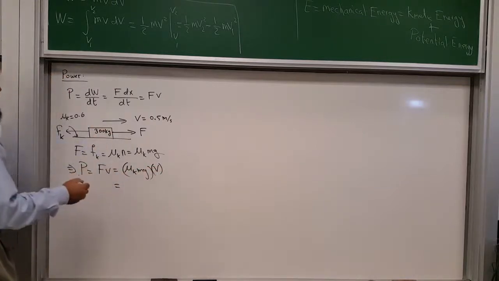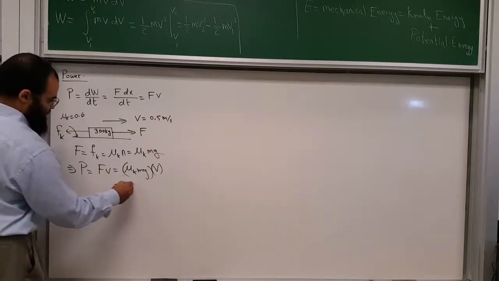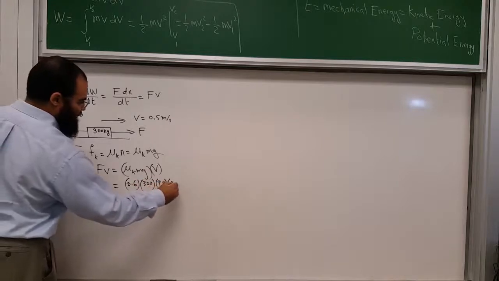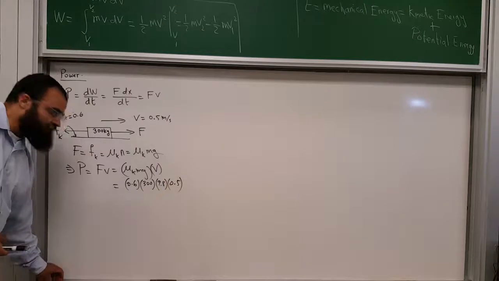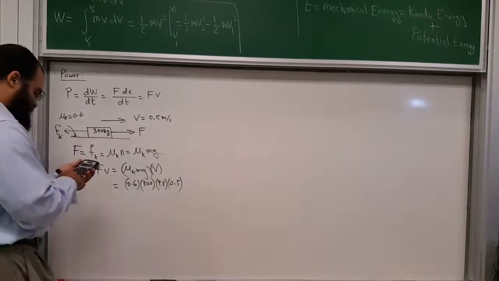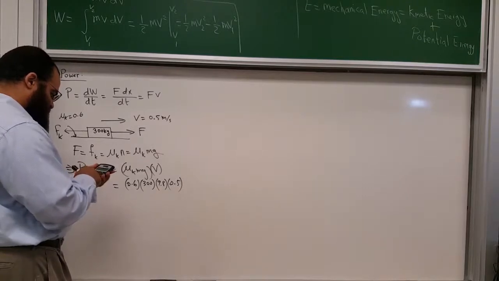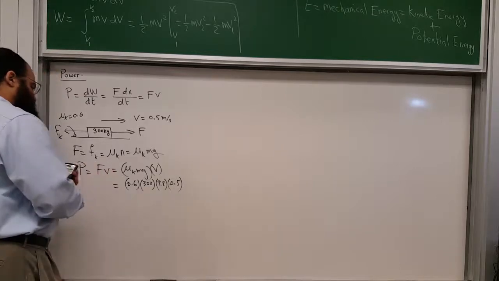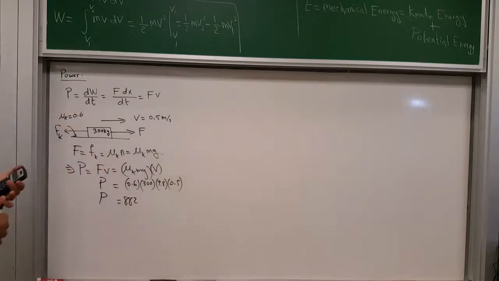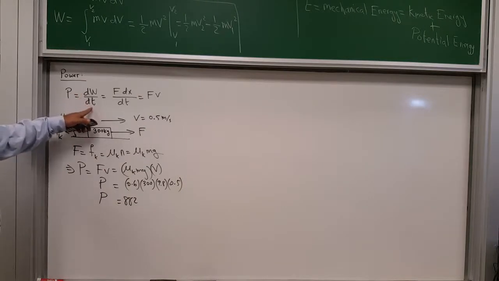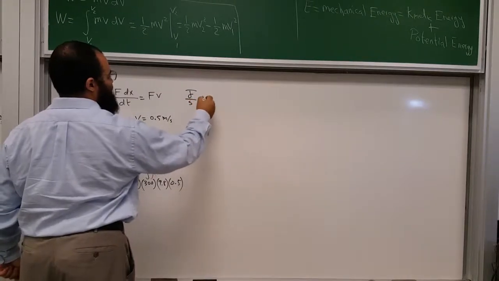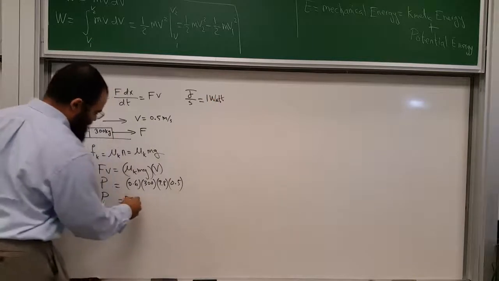So let's plug in the numbers and then talk about what happens. The mu k is 0.6, the mass is 300, g is 9.8, and the speed is 0.5. Let us get a number here. 0.6 times 300 times 9.8 times 0.5. I got 882. Okay, 882 what? Well, it's work per unit of time. Work is in joules, and the time is in seconds, so it's joules per second. How many joules you give per second? Joules per second is given the symbol W, 1 watt. So it is equal to 882 watts.